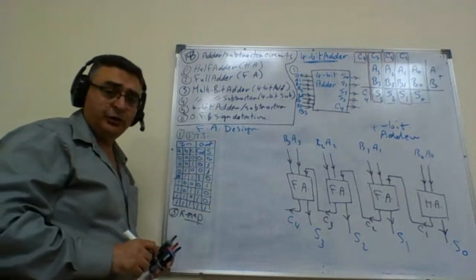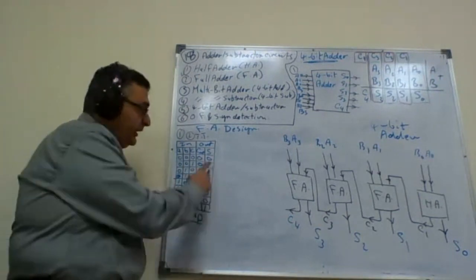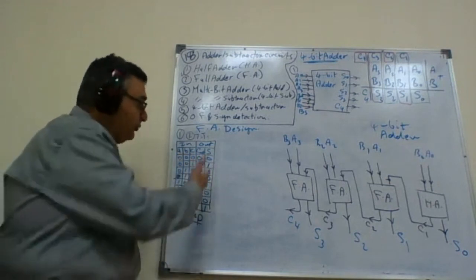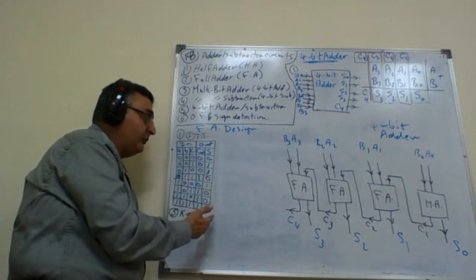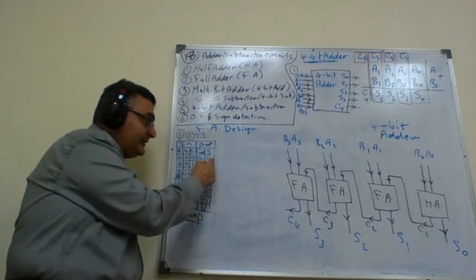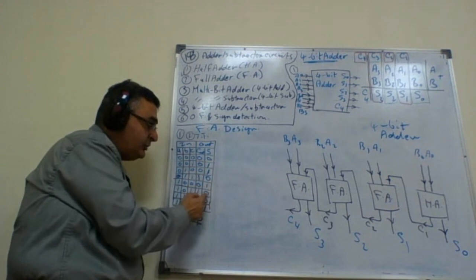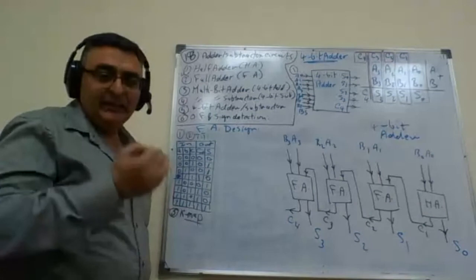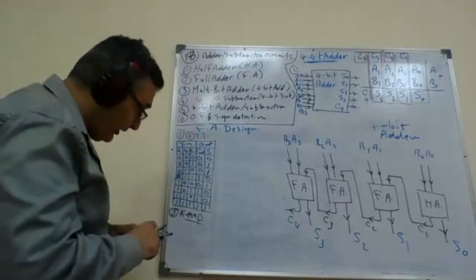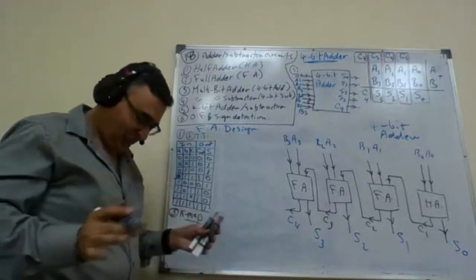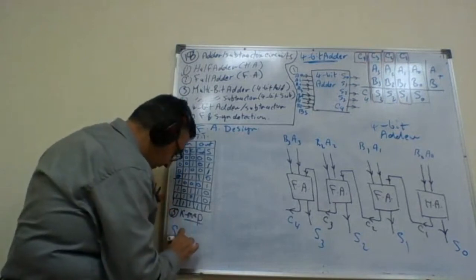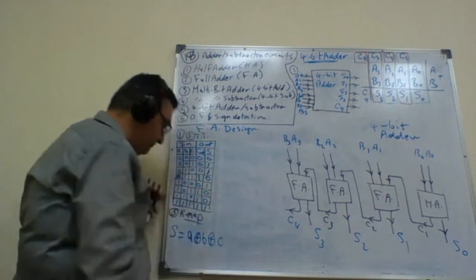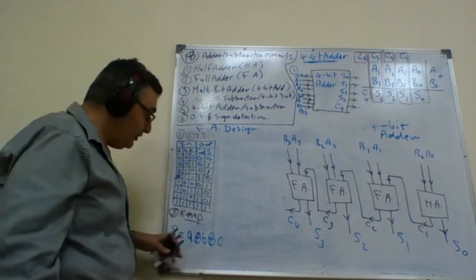How many K-maps should I do here? I should have 2 K-maps: a K-map for output S and a K-map for output C out. However, if you look carefully at S, you will find S is 0, 1, 1, 0, 1, 0, 0, 1, and S matches exactly the truth table for the 3-variable XOR. So S equals A XOR B XOR C. Okay, there is no need for a K-map.